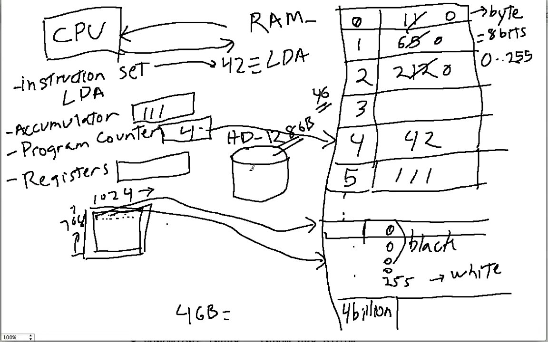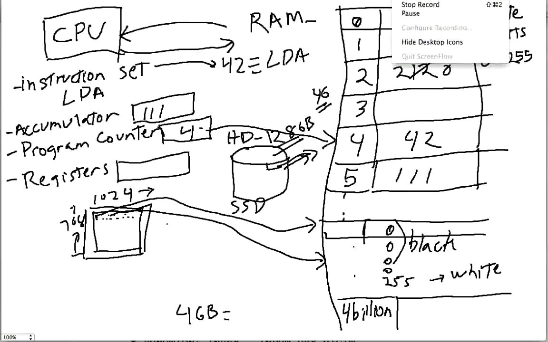You store it in the hard drive, or nowadays in your SSD drive, maybe. And these are non-volatile, so that means you turn the computer off and they're still there. And what happens when you turn the computer back on? The first thing it does is it looks for the values and puts them back into the memory.